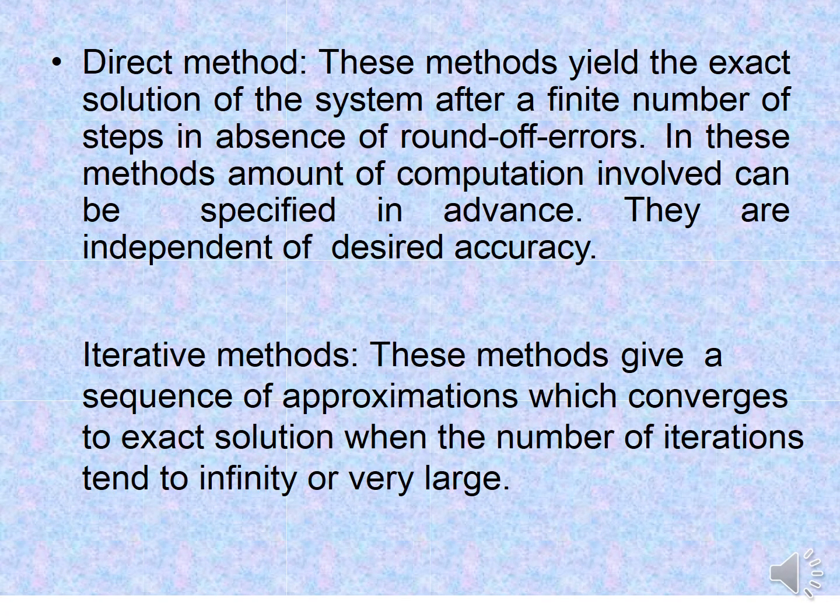There are two types of methods to solve these systems: direct methods and iterative methods. Direct methods yield the exact solution of the system after a finite number of steps in the absence of round-off errors. In these methods, the amount of computation involved can be specified in advance. They are independent of the desired accuracy. Iterative methods give a sequence of approximations which converges to the exact solution when the number of iterations tends to infinity or is very large, and here we can specify the desired accuracy, then we can stop the iterations or computations.